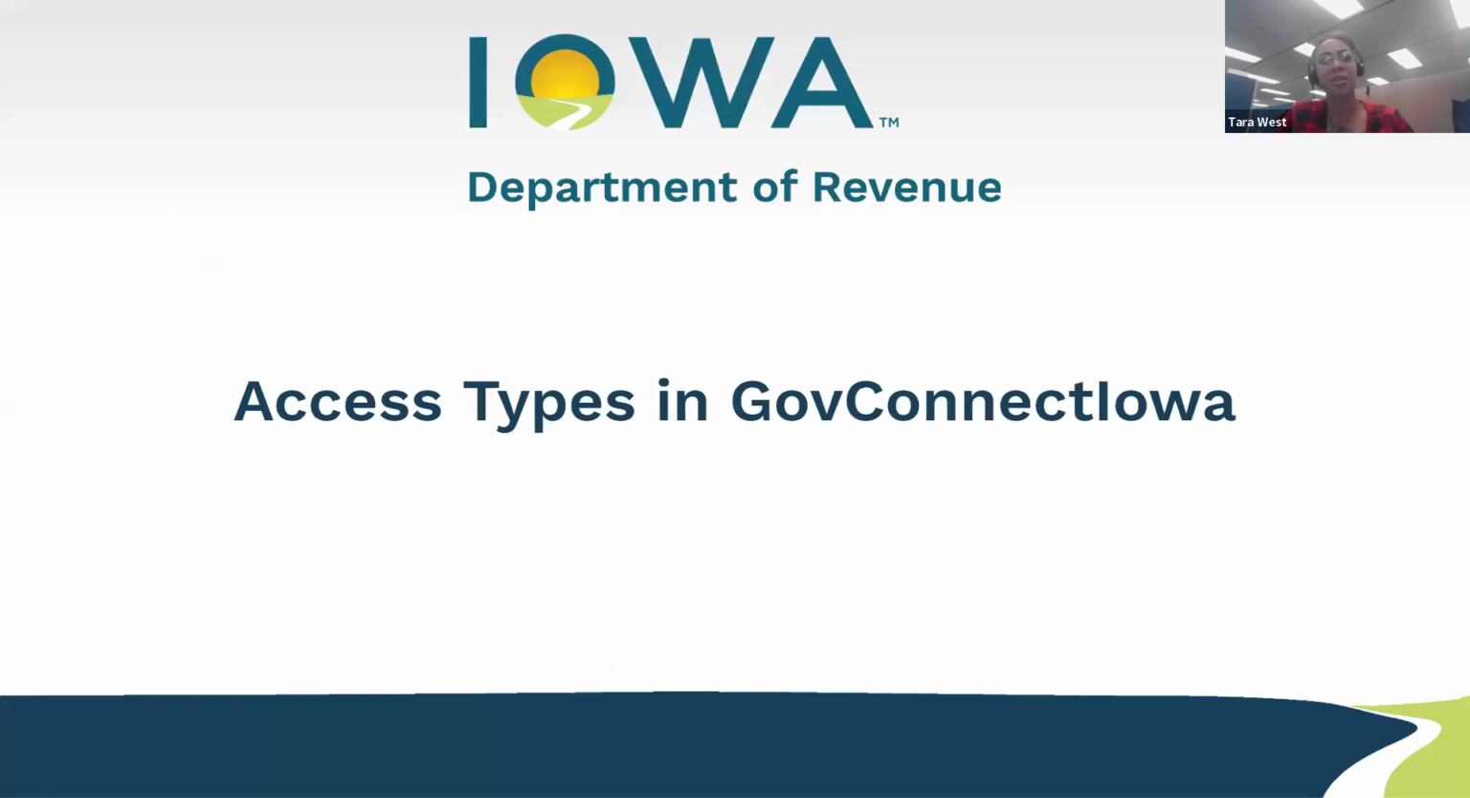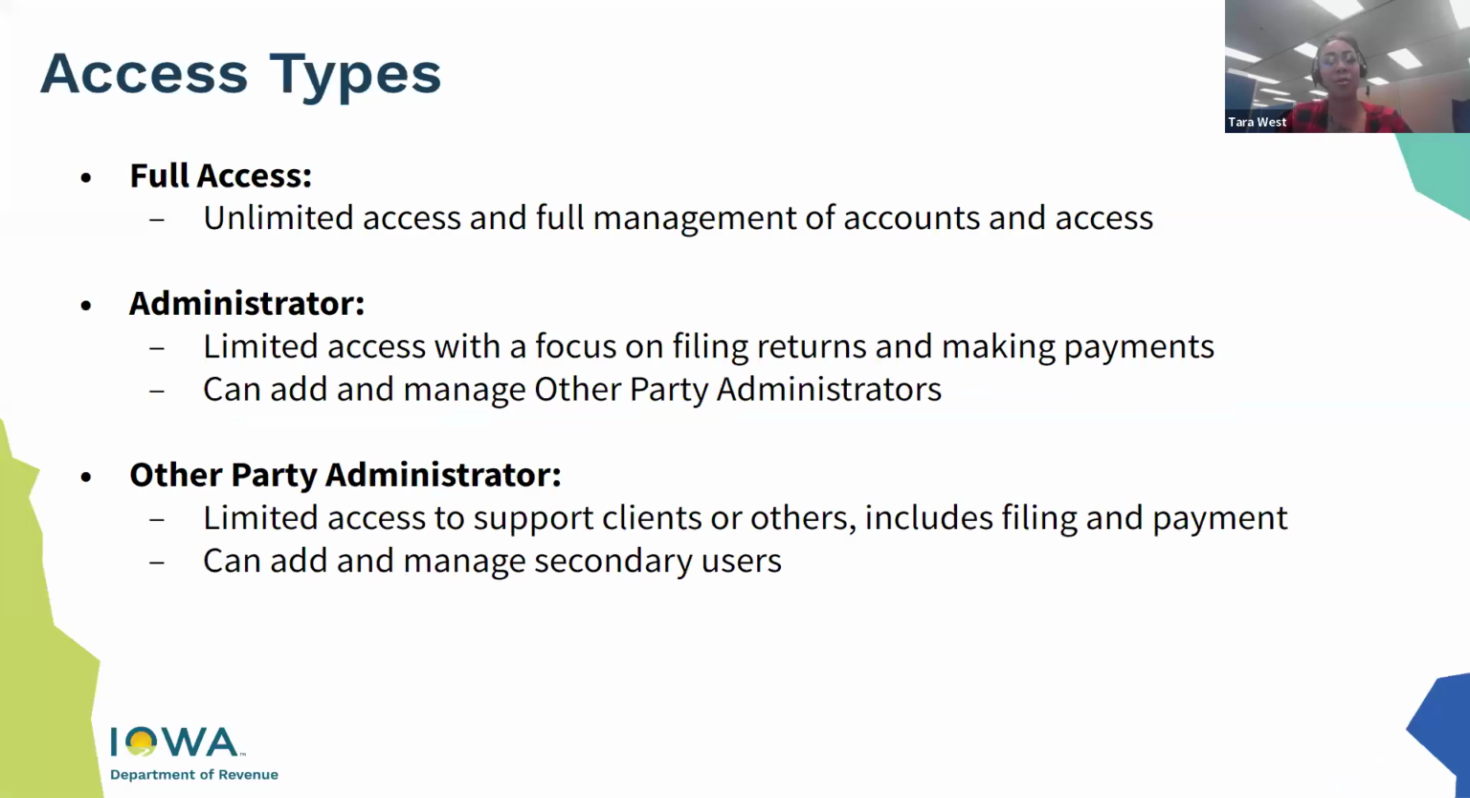And next, we're going to go ahead and cover the different access types that are in GovConnect Iowa. We're going to first talk about full access, which is unlimited access to the accounts the user currently has. This is the highest level of access. Then the next level we're going to cover is going to be the administrator access, which is limited access with a focus on filing returns and making payments. The last level that we'll go over is going to be other party administrator, which is access to support your clients and manage secondary logons, which we'll talk about later in today's webinar.